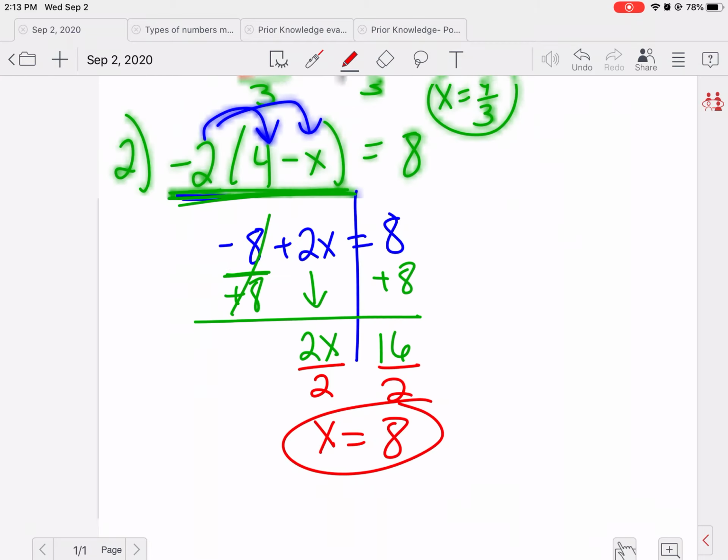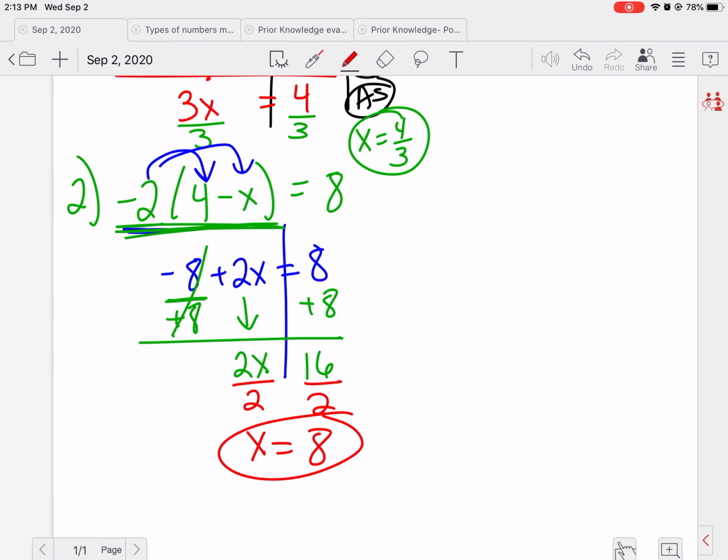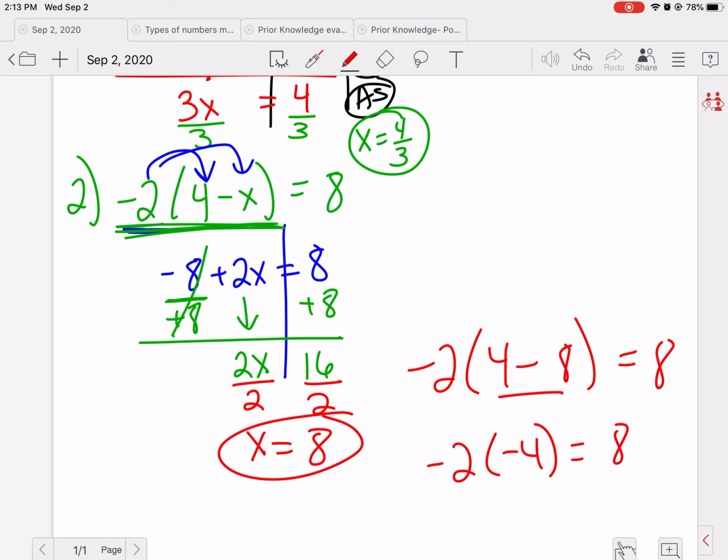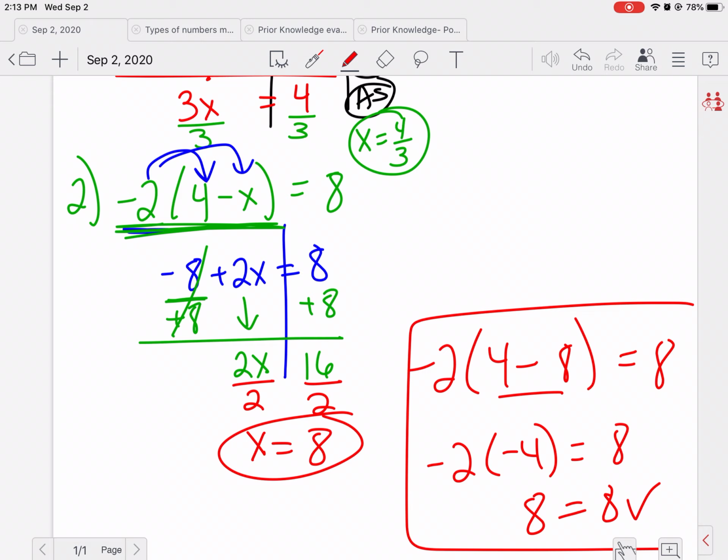Okay, and I can always check my work by plugging it back into my problem. So I'd have negative 2 times 4 minus 8 equals 8. So I would do inside my parentheses, 4 minus 8 would be negative 4. So I'd have negative 2 times negative 4 equals 8. And then negative 2 times negative 4 is a positive 8, so 8 equals 8. So I did in fact do this right because I checked myself and it worked out.